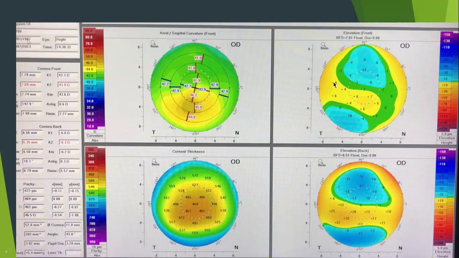Okay, so we'll move to the next one. These are the elevations. Again, I would emphasize that what is more important is this circle they have drawn. This central 5 to 6 millimeter is most important. Look at the values over here. These values indicate the areas of elevations. If they are plus, they are elevation.